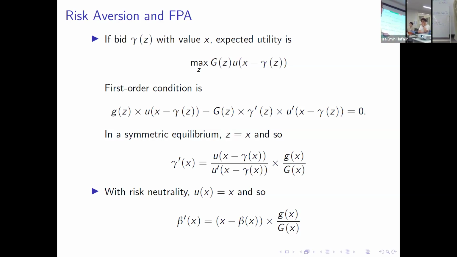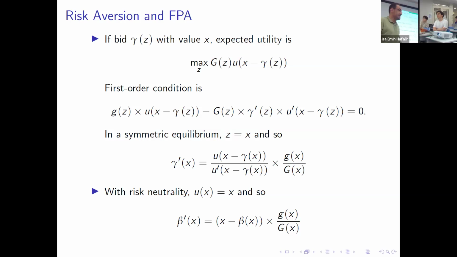Gamma prime of X is equal to U of X minus gamma X divided by U prime of X minus gamma X, times small g divided by capital G. As a sanity check, if you plug in U as a linear function, the identity function, this whole thing becomes just X minus gamma X, because the function itself is X minus gamma X, and this ratio just becomes 1.